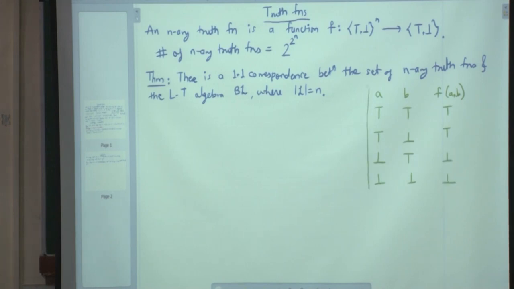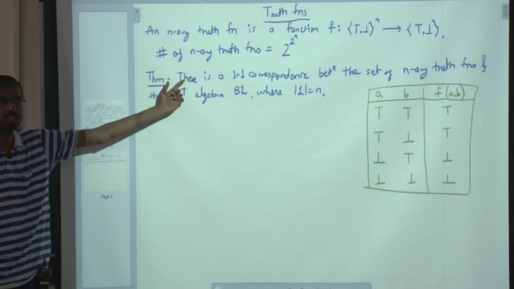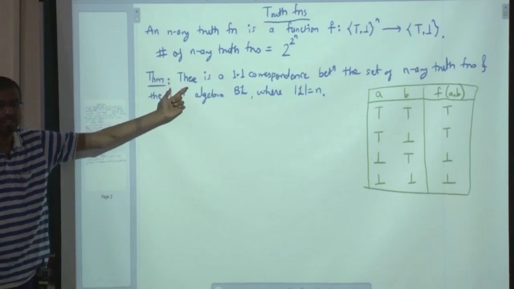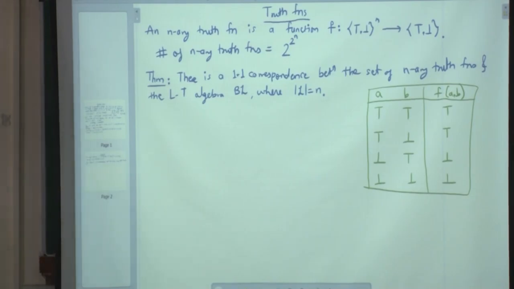This is my graph of the original function. Do you understand that this table describes a truth function? What is n here? 2. Okay, good. So n is 2. So for all different values of ordered pairs a comma b, I am describing what is f of a b.